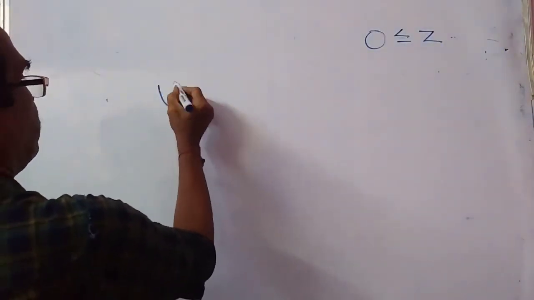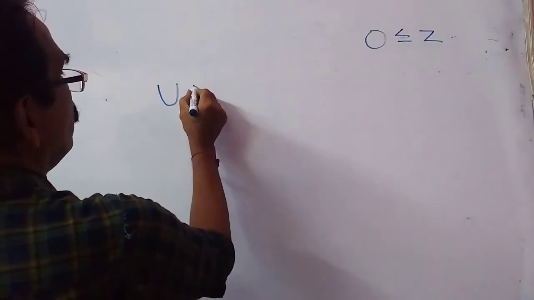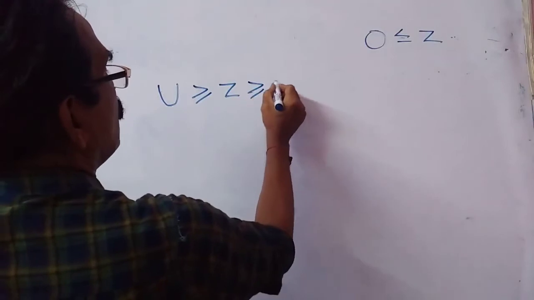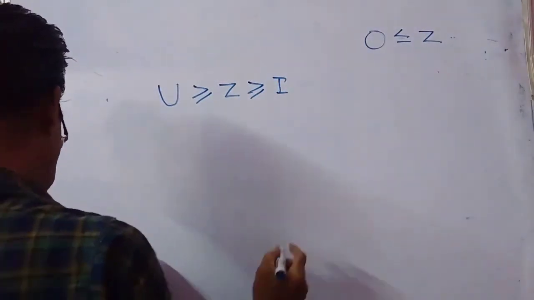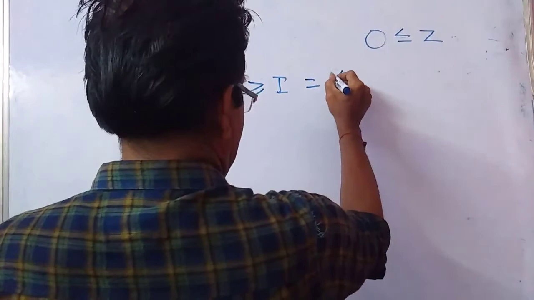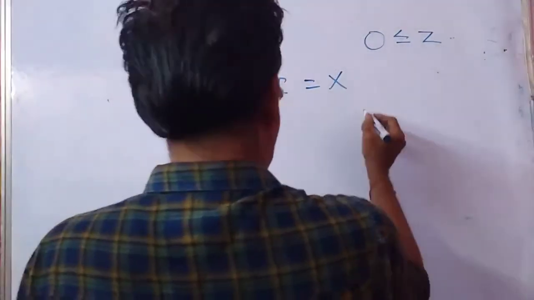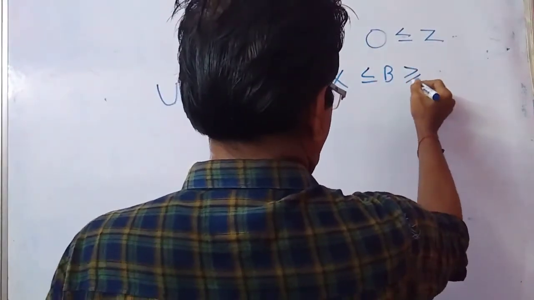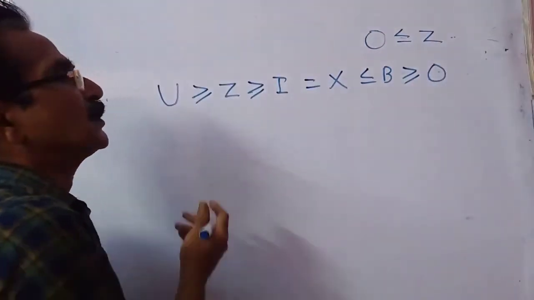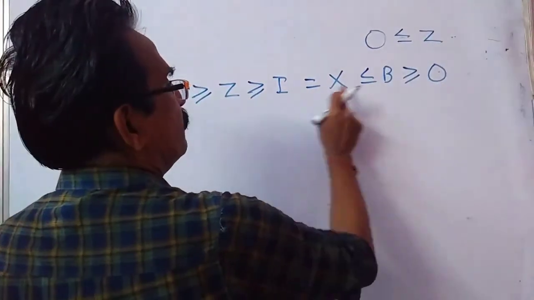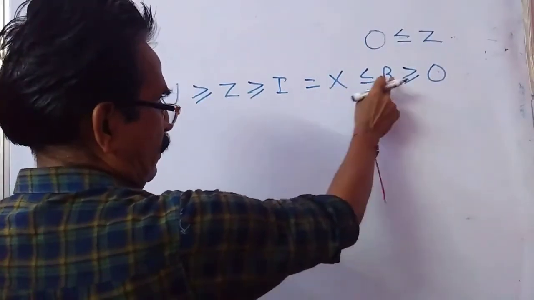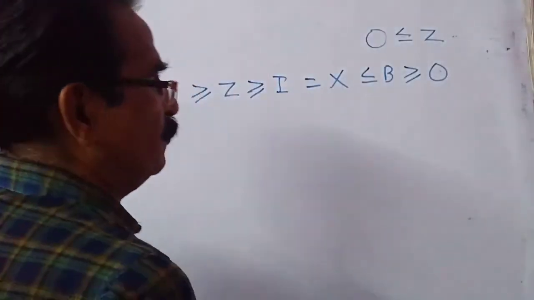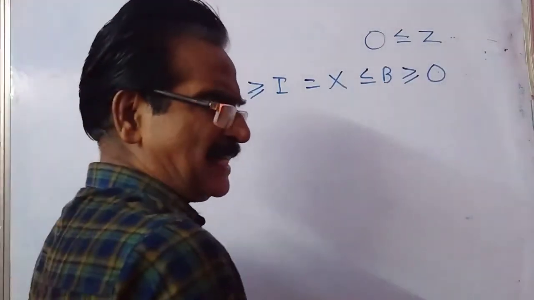Now let us see the second option. U greater than or equal to Z greater than or equal to I is equal to X less than or equal to B greater than or equal to O. So between O and Z there are opposite inequalities. So no conclusion.